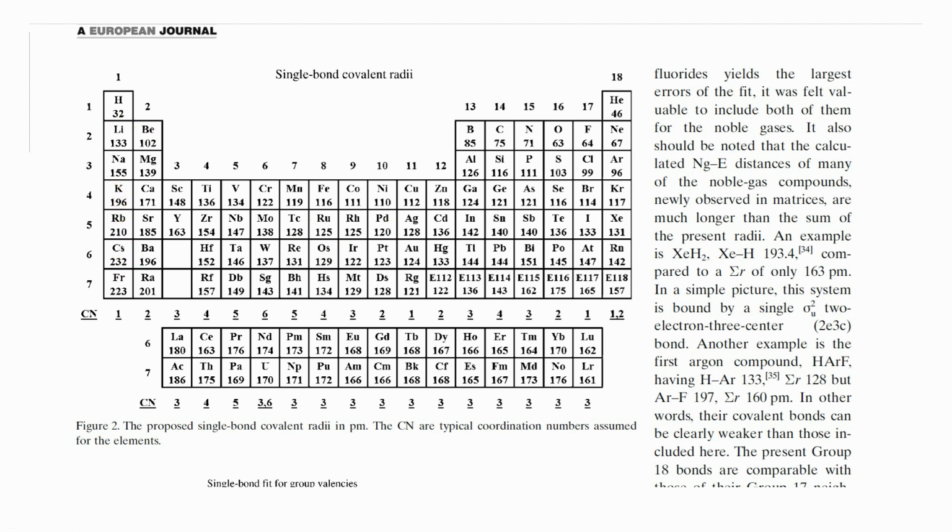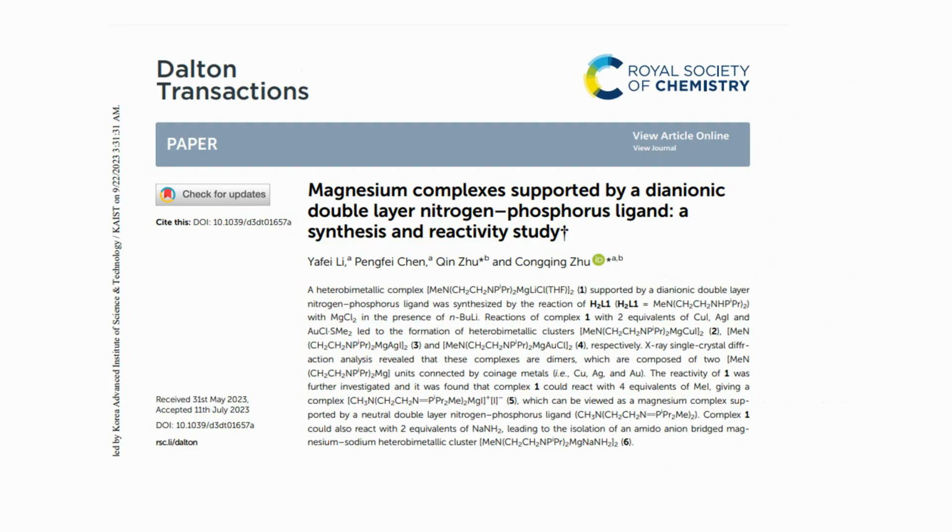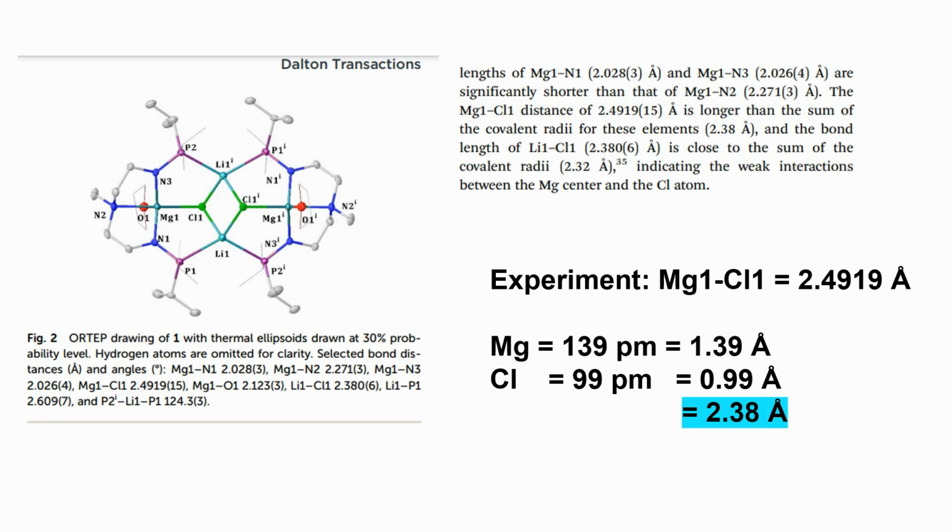Now I will tell you how to calculate the binding strength using this value. This is the first paper I chose to explain to you, published in Dalton Transactions. In this paper they have reported this complex. In the complex they observed that the Mg1-Cl1 bond length is around 2.4919. Here you can see the Mg1-Cl1, 2.4919. This is the experimentally observed bond length.